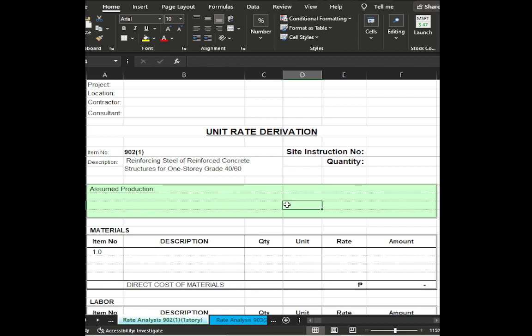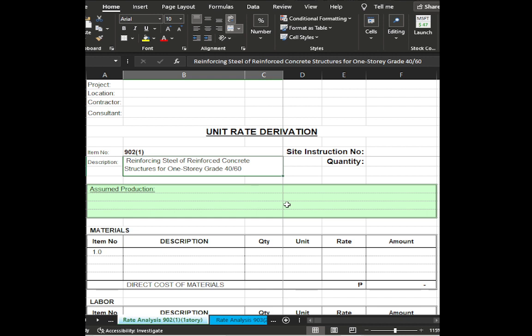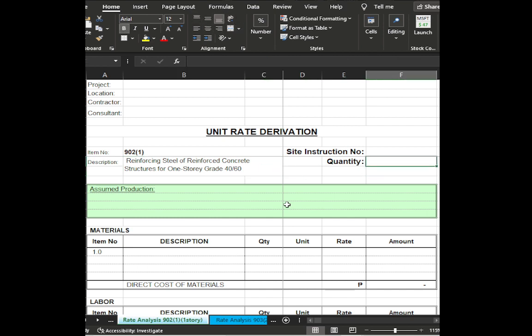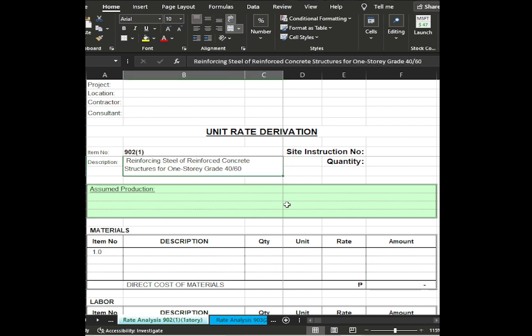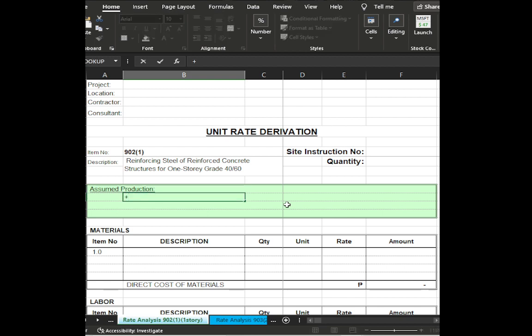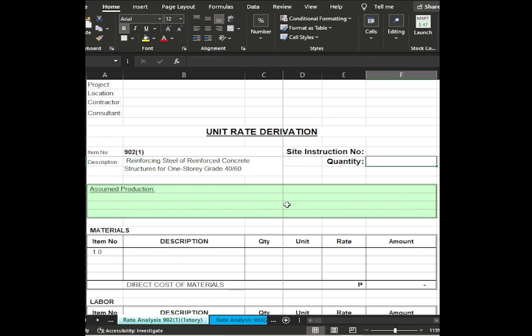Hello guys, the item now that we are going to derive is 9021. This is for reinforcing steel for reinforced concrete structure, but this is only for one story. The previous discussion that we had is for two-story up to five-story. Actually guys, there is only one difference for this one. We only have difference in assumed production. So just continue this one guys.